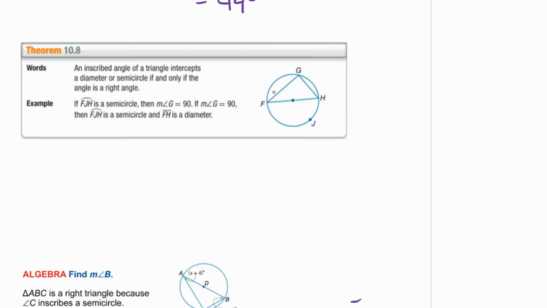If we have an angle that's inscribed in a semicircle, we know this is a semicircle because FH is a diameter, then it will always be a right angle. It doesn't matter what point I choose, it will always be a right angle. And if I choose something in this other semicircle, it will also be a right angle.